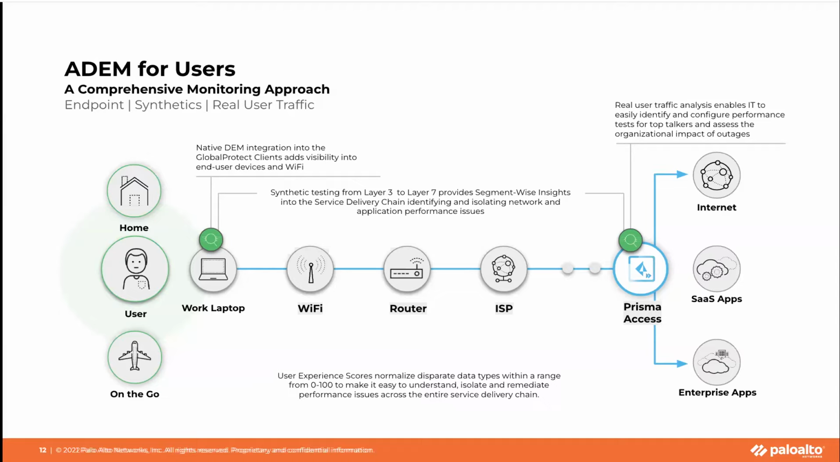without having to install anything new, using the visibility straight from the endpoint and the global vantage points inside the Prisma Access Cloud. We can collect telemetry from a combination of synthetic monitoring tests and real user monitoring analytics to provide the segment-wise insights and comprehensive visibility that we talked about earlier.